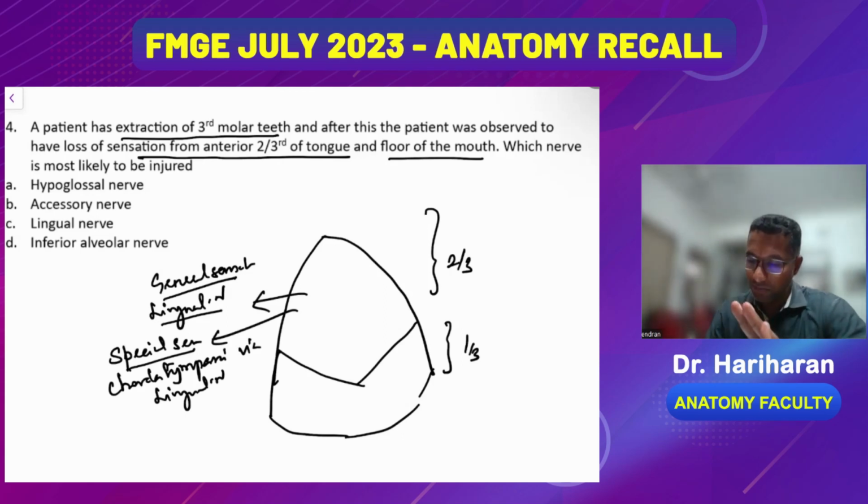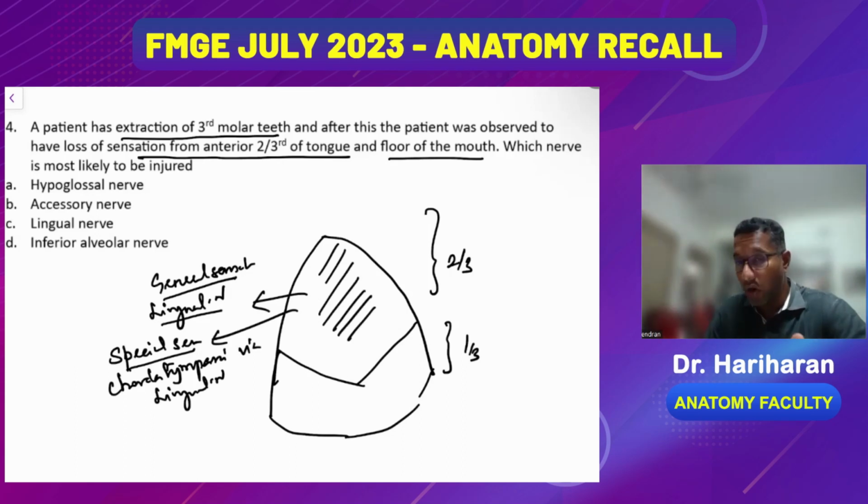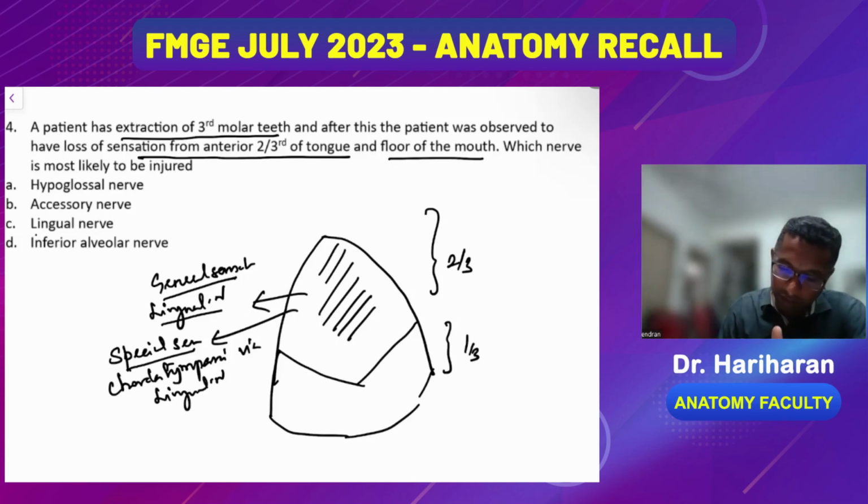So if the patient has decreased sensation in the anterior two-thirds of the tongue, along with decreased sensation in the floor of the mouth, which is again supplied by the lingual nerve, the answer is very, very simple. It is the lingual nerve.